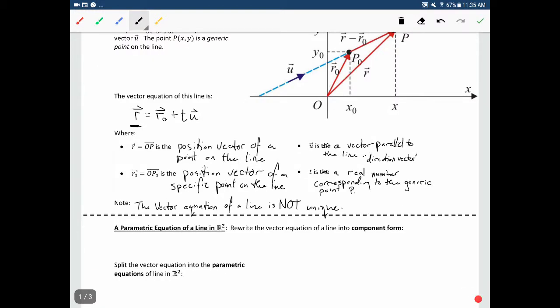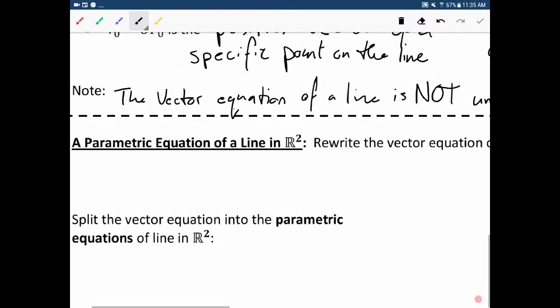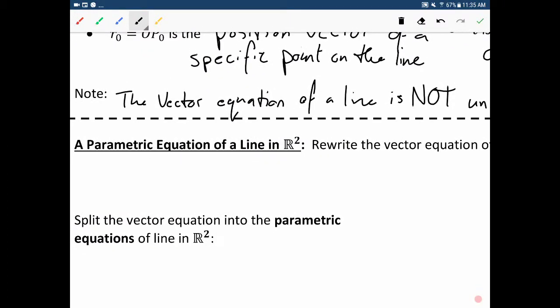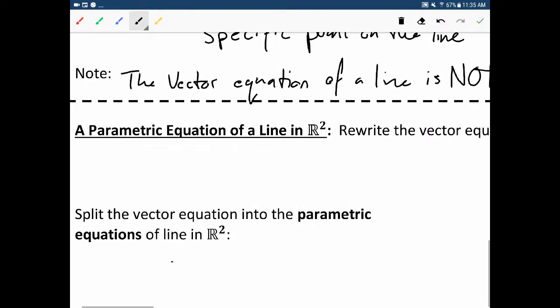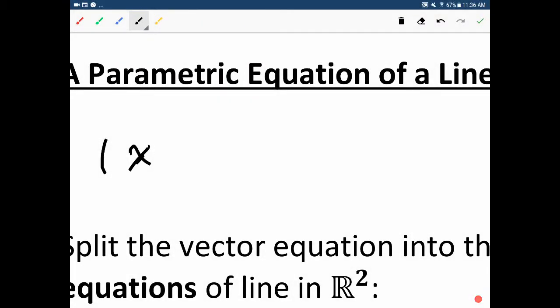Okay, so now we can take this idea of a vector equation and we can break it down into what we call parametric equations for the line. So first of all, we'll just break it down into component form, and that'll show you where this comes from. So what we do is we say, instead of writing that R vector as R, hold on, let me zoom in, we're going to write it as XY, and it is a vector, of course.